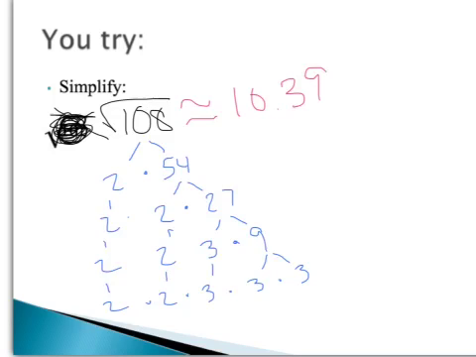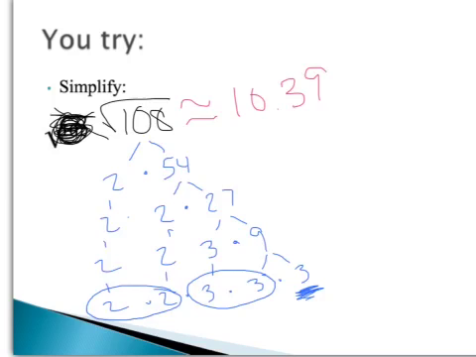So we're going to buddy up again. So we're looking for all our buddies. So we have a pair of 2's. They're buddied up. And then we have a pair of 3's. These guys are buddied up. And we have another 3 all left over by himself.